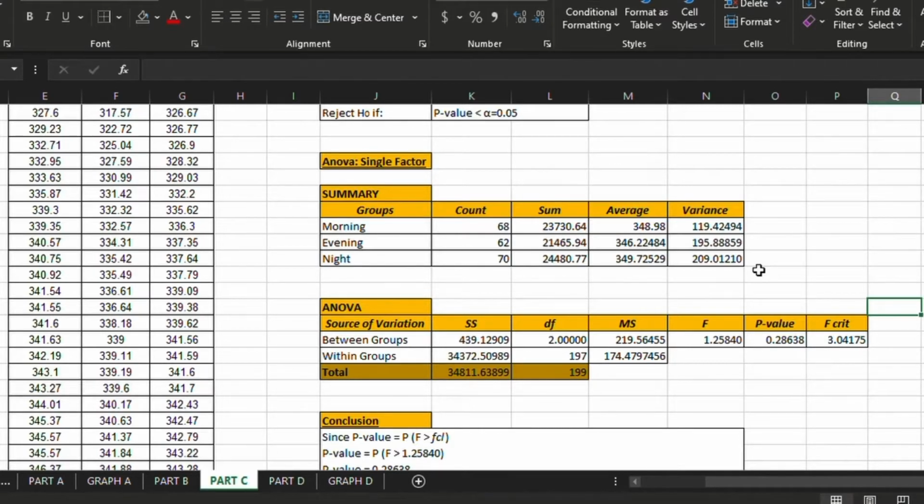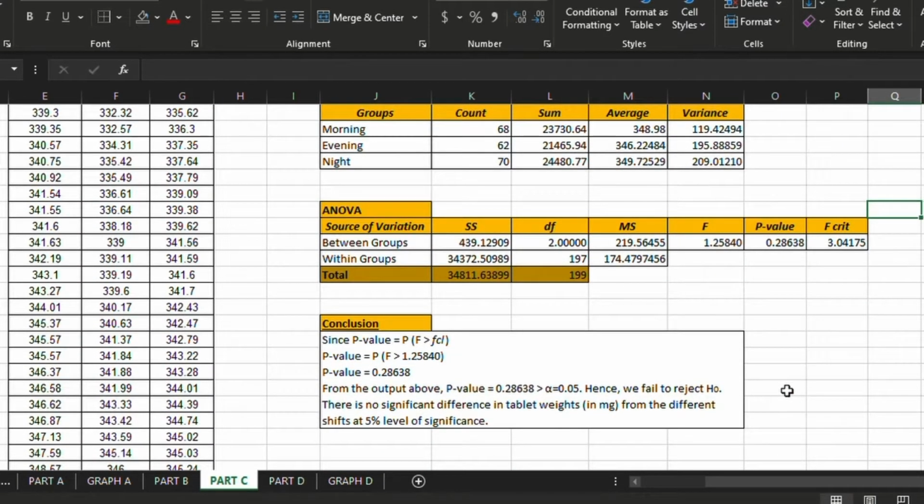So the important value that we need is the p-value. So the p-value is 0.28638, which means that the p-value is greater than alpha equal to 0.05. Hence, we fail to reject H0. So there is no significant difference in tablet weight in milligram from the different shift at 5% level of significance.